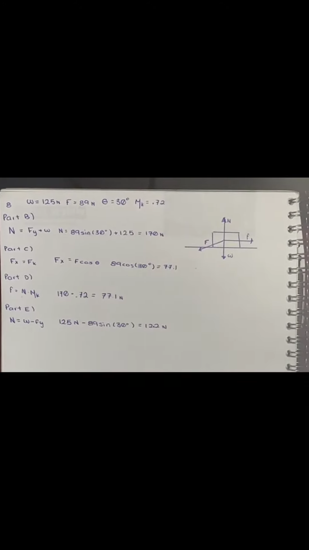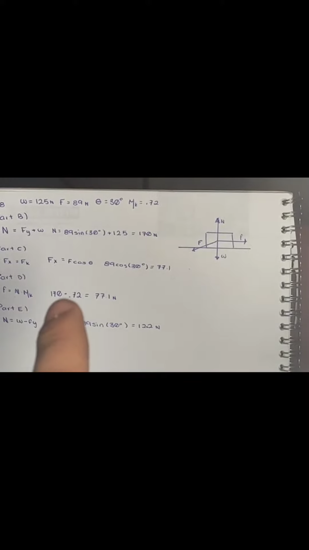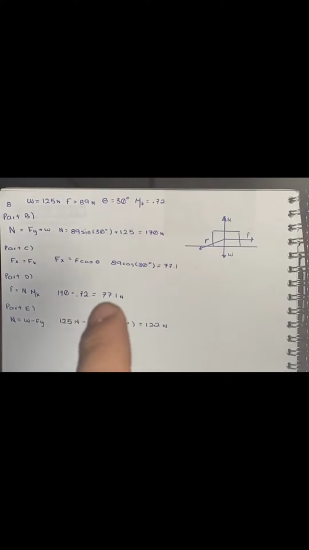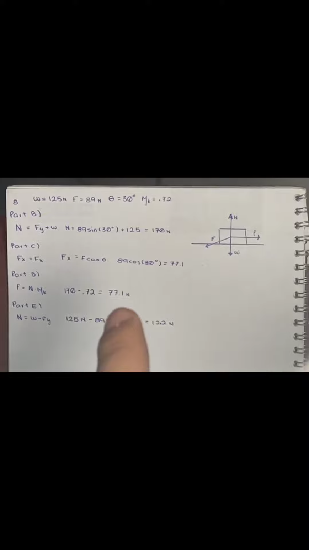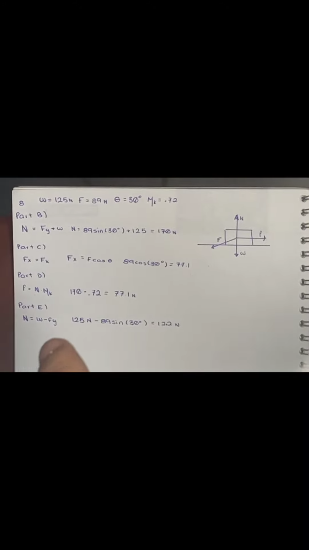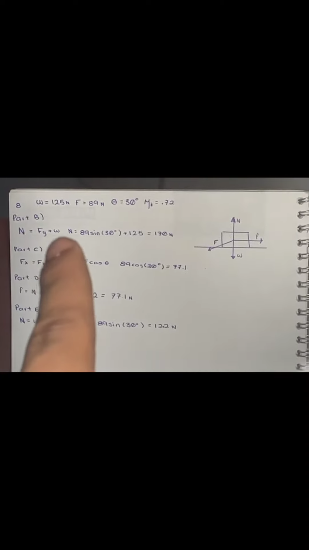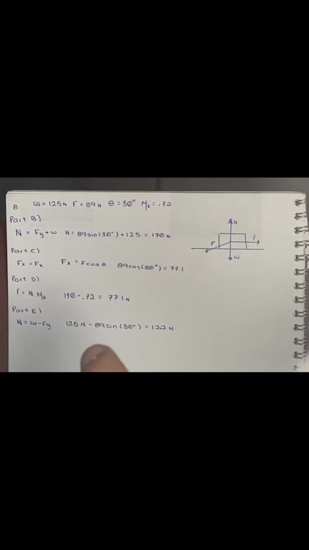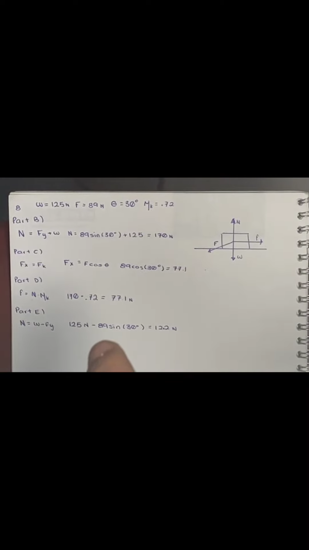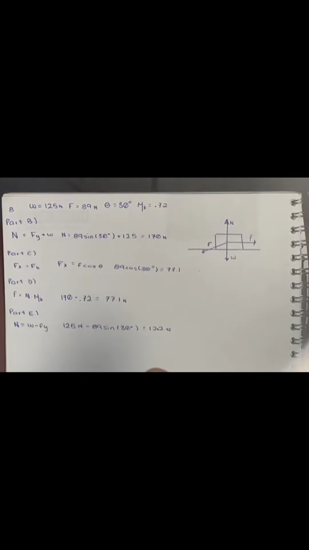In part D, we have the maximum friction that we can apply, and it is the normal force times the mu, that is equal to 170, the answer for part B, times 0.72, the mu, equals 77.1. And for part A, we have the normal force with another value, that is the weight minus the F in Y. Here we inverted this, and it is 125 minus 89 sine of 30, that is equal to 12.2 newtons.